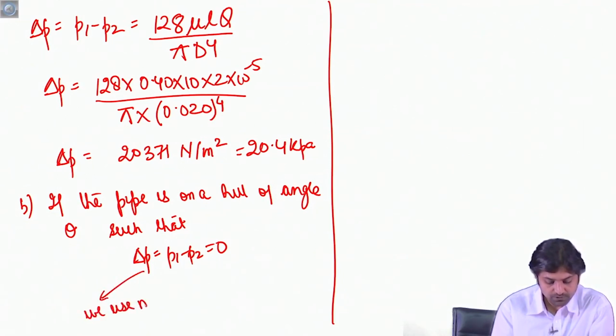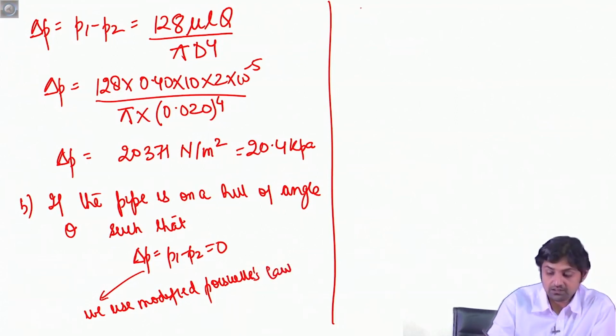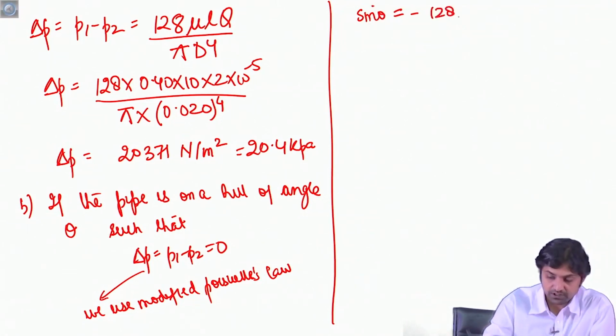we use modified Poiseuille's law, and we can write, because delta p is equal to 0, so we can use sin theta will be minus 128 mu q divided by pi rho g into d to the power 4.